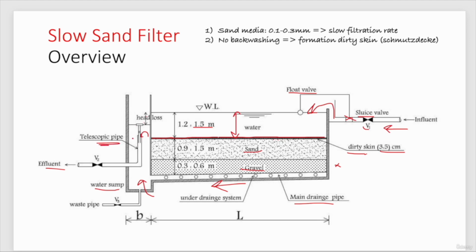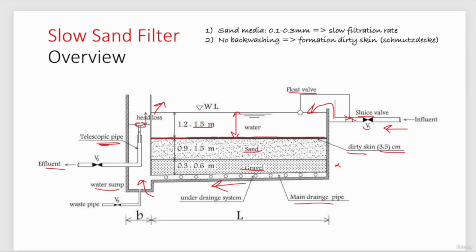So we have a part here, so I will remove this. We have this upper part, as you can see, that is equipped with a float. This is a movable part. It moves with the water's level. And this water's level will indicate the head loss. And this head loss will increase as this schmutzdecke layer, this dirty skin, is going to increase in depth.